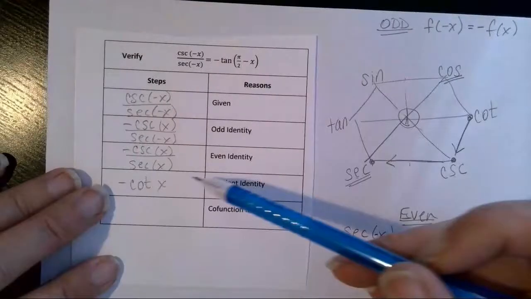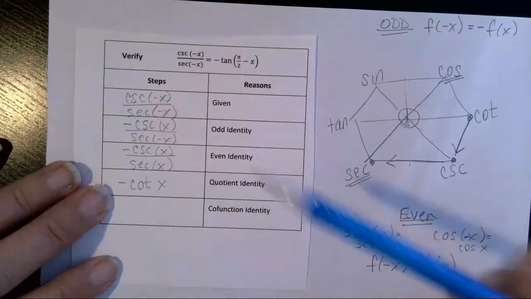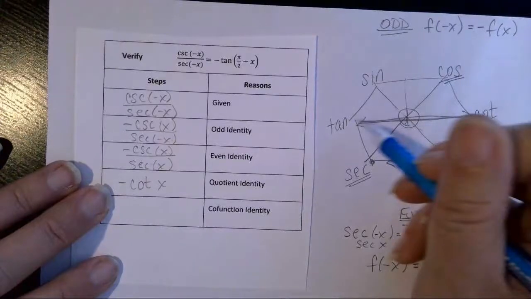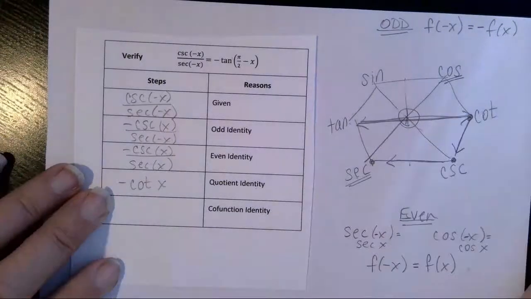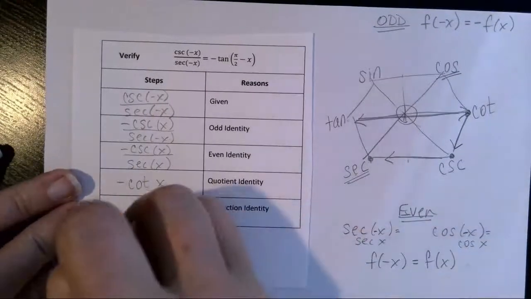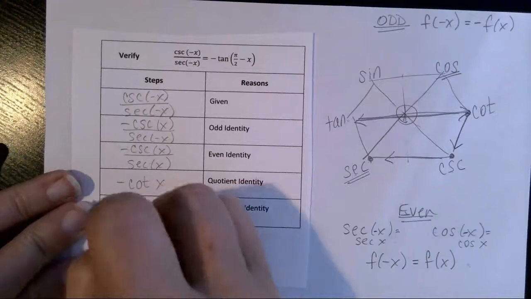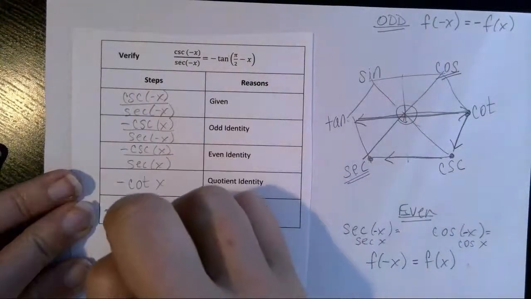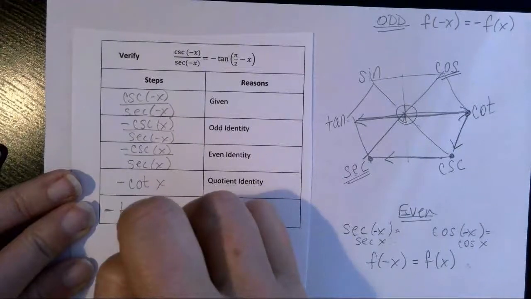Okay, then our last step should get us back to what we started with up here, which is negative tangent of pi over 2 minus x. And cotangent and tangent are cofunctions. So if I look at my horizontal, that's where my cofunctions live. I can see that cotangent is equal to the tangent of pi over 2 minus x. So I'll use that cofunction identity and change this cotangent of x into the tangent of pi over 2 minus x.